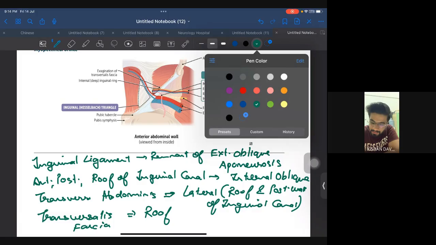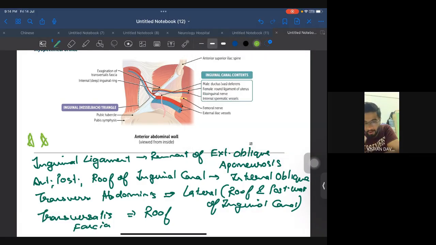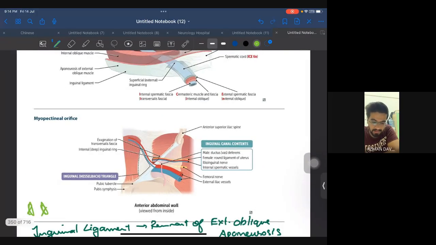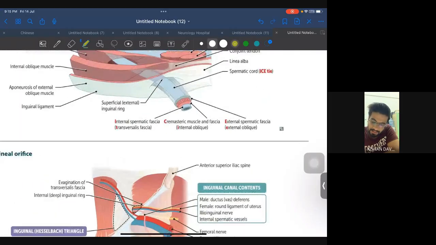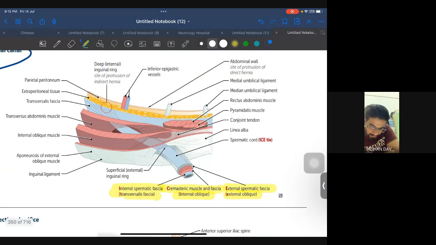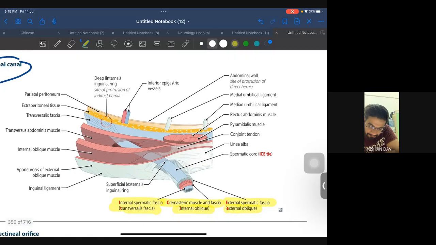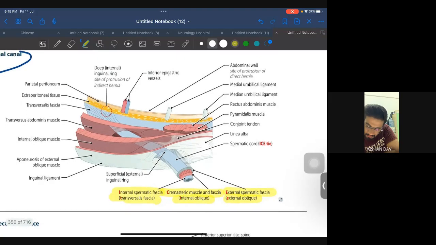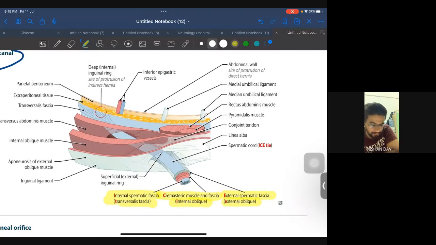So this is high yield because they have asked questions regarding the boundaries of the inguinal canal, but they haven't asked any question regarding the femoral canal and everything. Another important point that I want you to remember here is this: internal spermatic fascia is from transversalis fascia. Cremasteric muscle and fascia is because of internal oblique. External spermatic fascia is from external oblique. For now only this much, remember. If I remember more, I'll let you know.